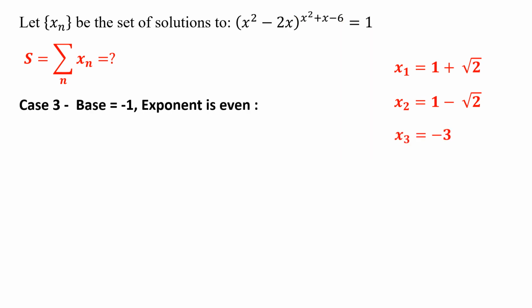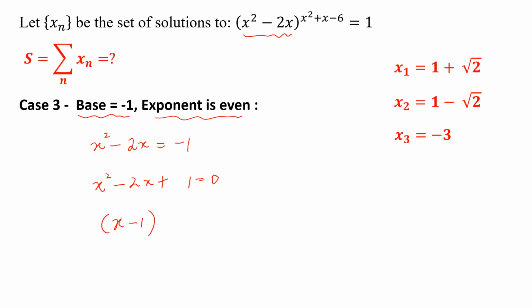The third case is if we take base equal to minus 1, this is the base, and the exponent is even. So we will take x square minus 2x equal to minus 1. We can simplify this, and x square minus 2x plus 1 equal to 0, and this is equal to x minus 1 whole square equal to 0, and from here we get x equal to 1. So the fourth root is x equal to 1.